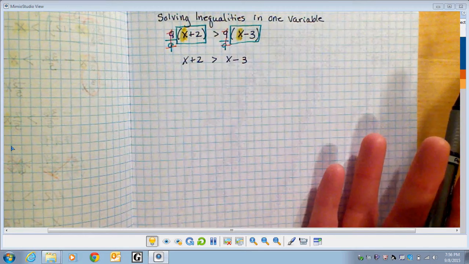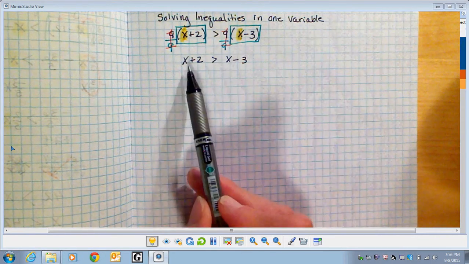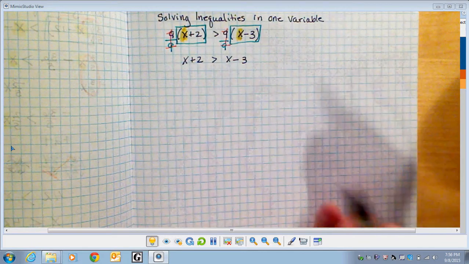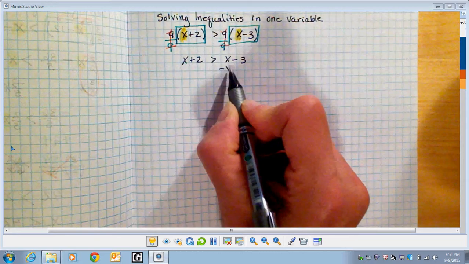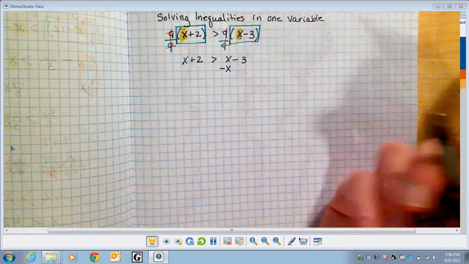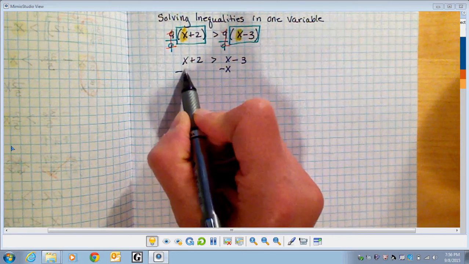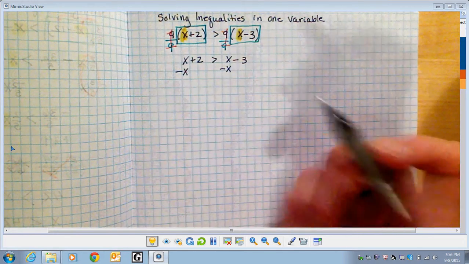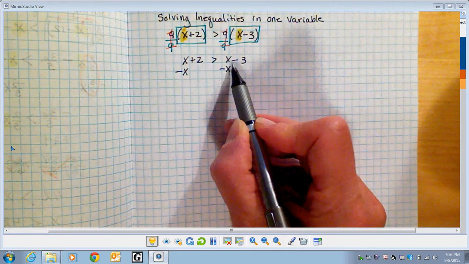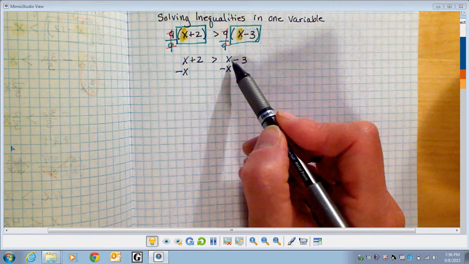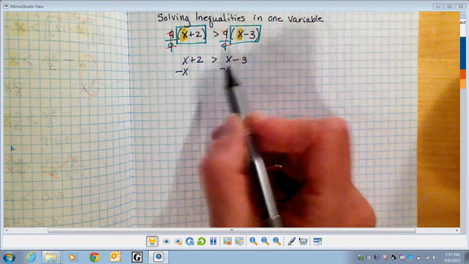I want to get the x's together. So which should I move? It doesn't matter in this case, because here's an x and there's an x. So let's see what happens. Let's move this x out of here, because I like x to really be on the left. So I'm going to move x over by turning this into a 0. So I'm going to use the inverse property of addition. So the inverse of positive x is negative x.